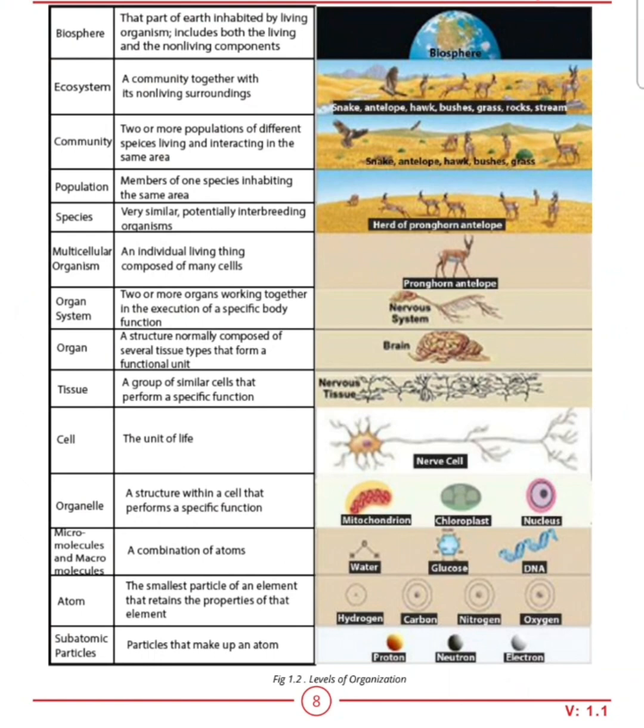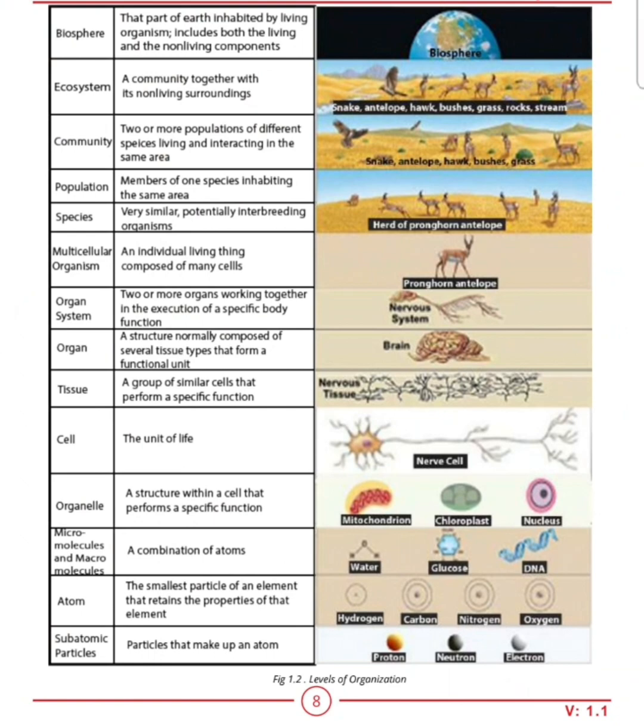Then the organelle level. A structure within a cell that performs a specific function is known as an organelle. There are different organelles, for example, mitochondria, nucleus, chloroplast, vacuole, ribosomes, etc. They perform their specific function. For example, mitochondria perform cellular respiration and ribosomes perform protein synthesis.